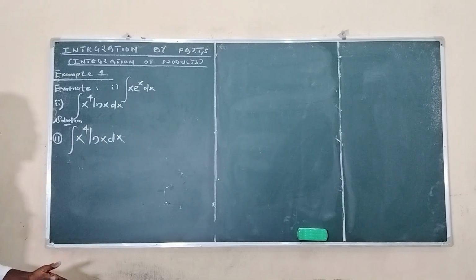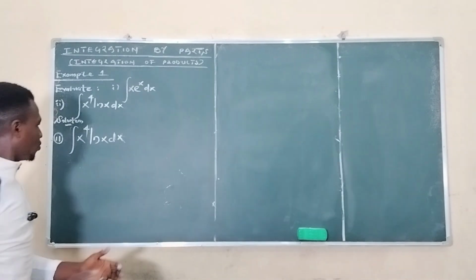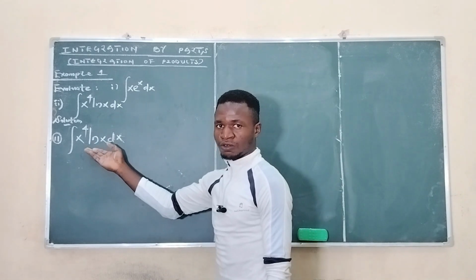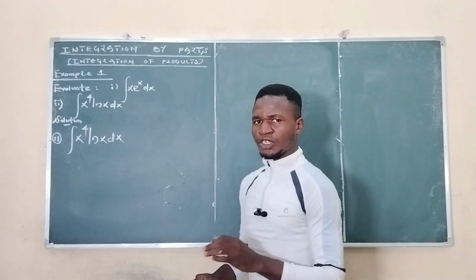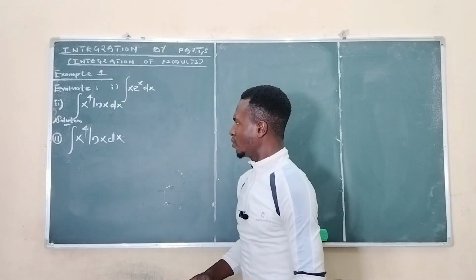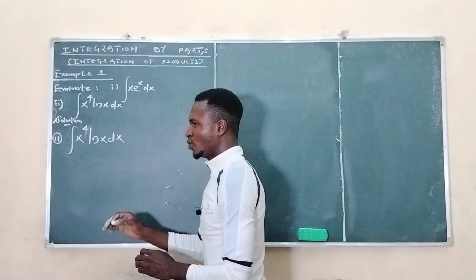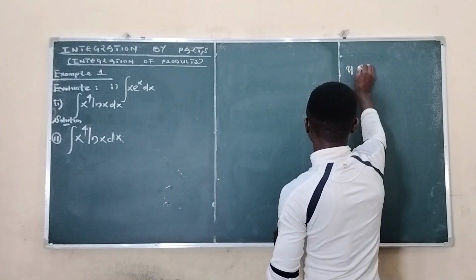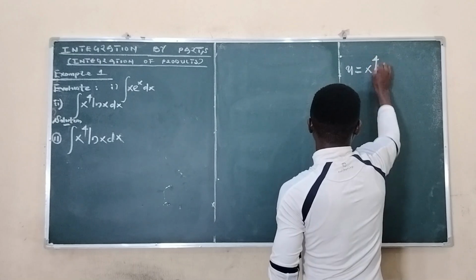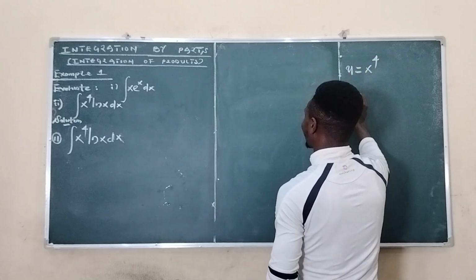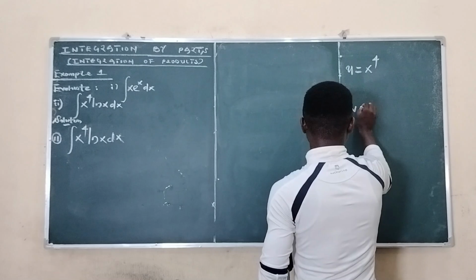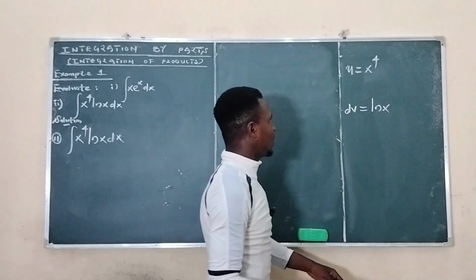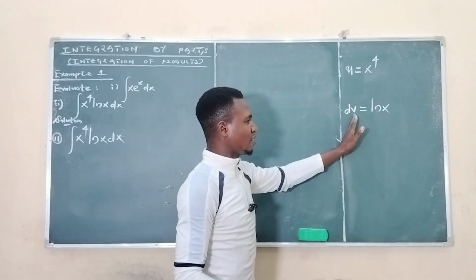So, my friends, what are you going to choose as your u function? Should our u be x raised to the power of 4, or should our u be the natural logarithm of x? Well, before you choose this, first and foremost, take note that whenever we are picking our u and dv functions, let us assume that u is the first factor, x raised to the power of 4. Remember, u has to be differentiated, and if v is a log function, the natural logarithm of x, we differentiate u and we integrate v.